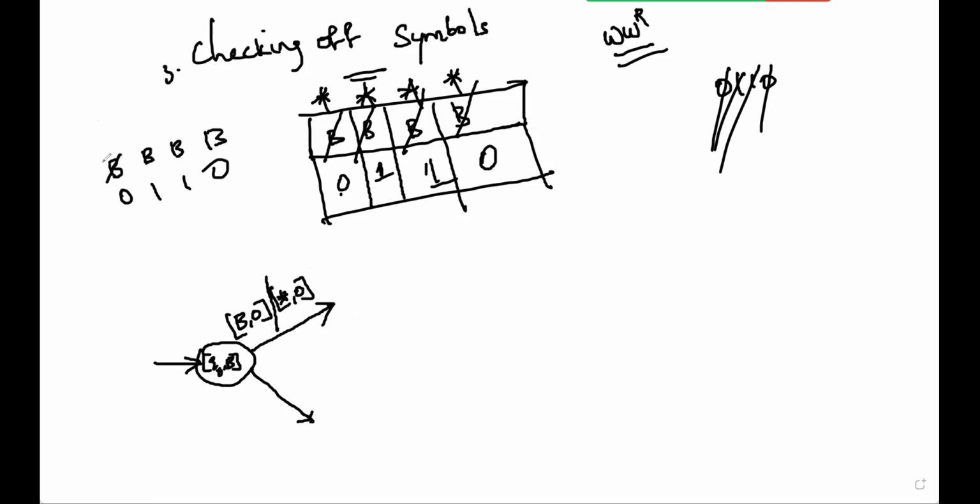That means this place alone is changed to star. Then move to the right hand side. So here the recognized symbol is 0, so I'm going to leave it as 0.